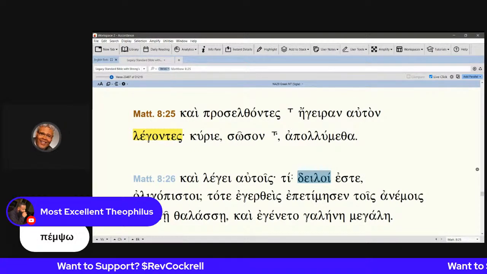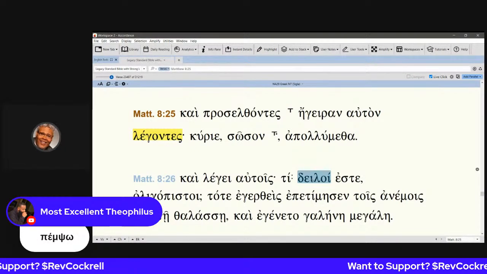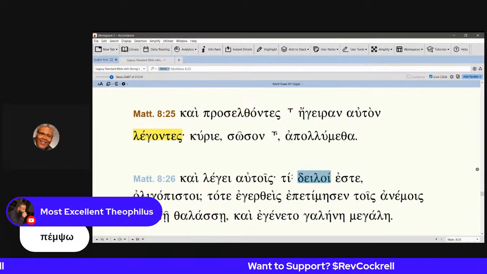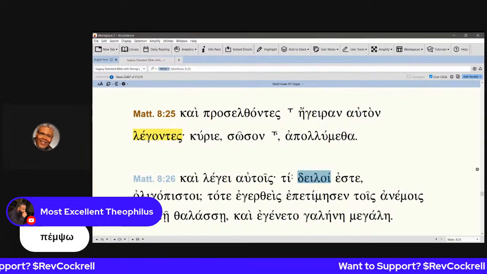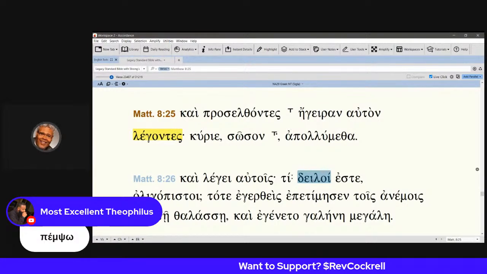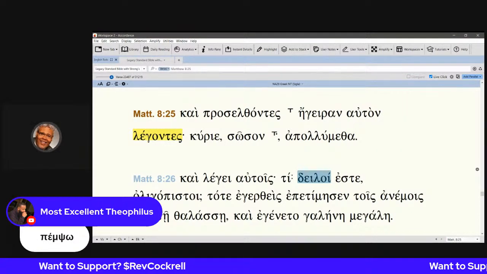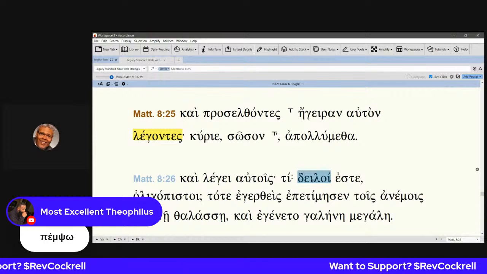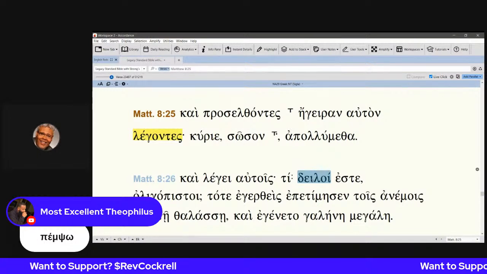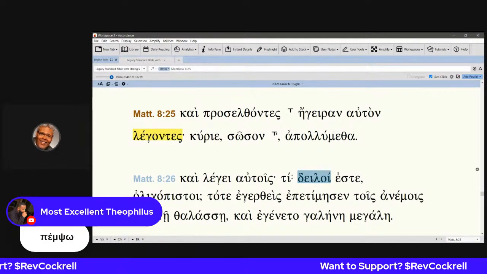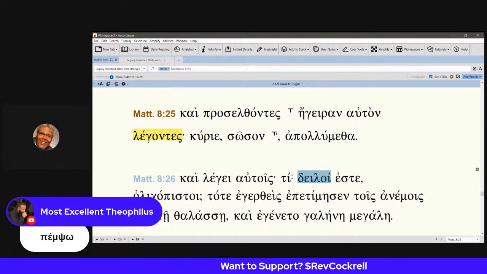This word deilos, it's from deilia. It means, why are you being a coward? Why are you timid right now? This is the same Greek word where it says he has not given us a spirit of fear, deilias. He has not given us a spirit of cowardice or timidness, to be afraid and timid, cowardly. So Jesus says to them, why are you cowards?